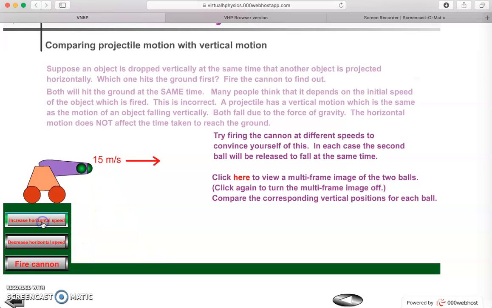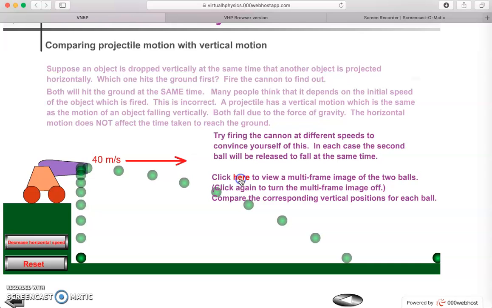If we increase the speed at which it's going sideways, it doesn't matter. We saw that with a bullet. Okay, so if I go to the fastest possible speed and fire the cannon again, both of them hit the ground at the same time. And once again, if we look at the detail, the kind of multi-frame images, then what we see is if you line up the vertical positions, then they're always at the same vertical position.